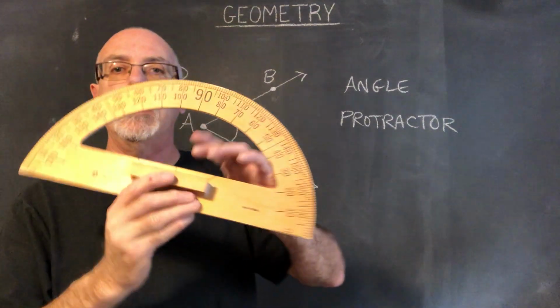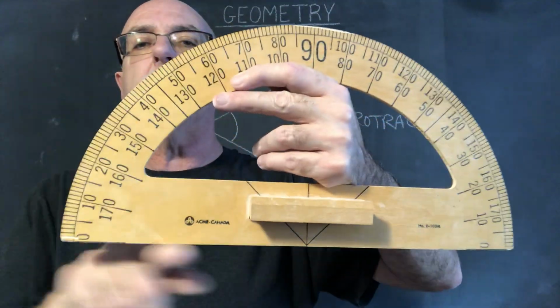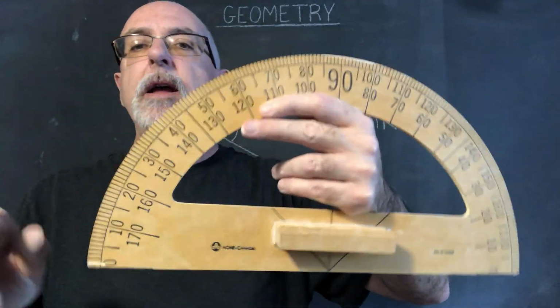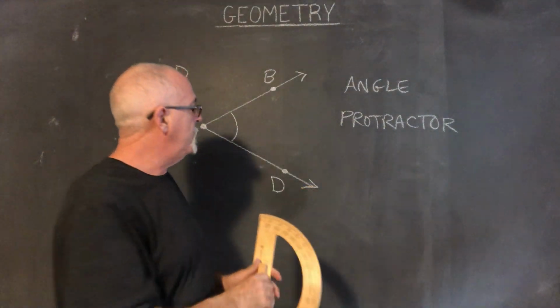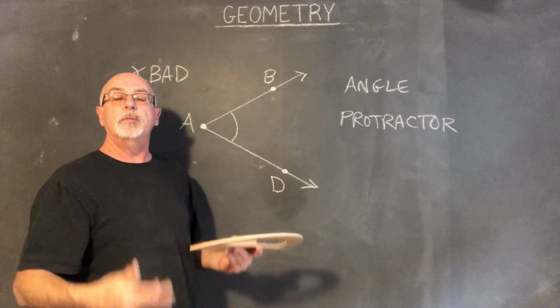What else does it have? It has a baseline. A baseline, in this case, is just the bottom edge of the protractor. And it's straight, and it's used to help you find one of the lines that makes up your angle so that you can draw the angle or measure the angle.